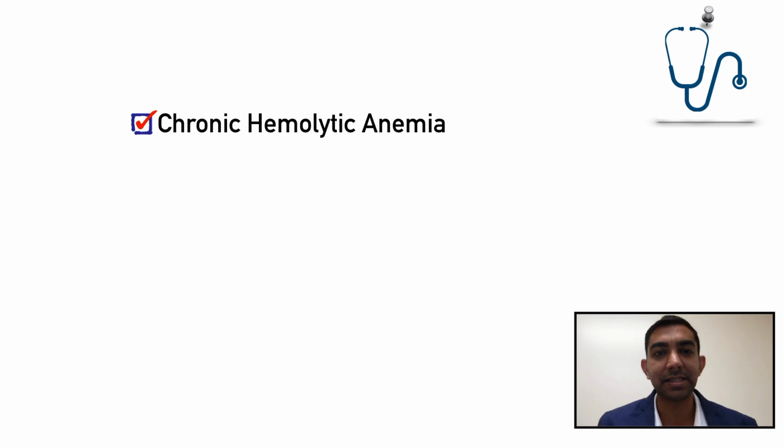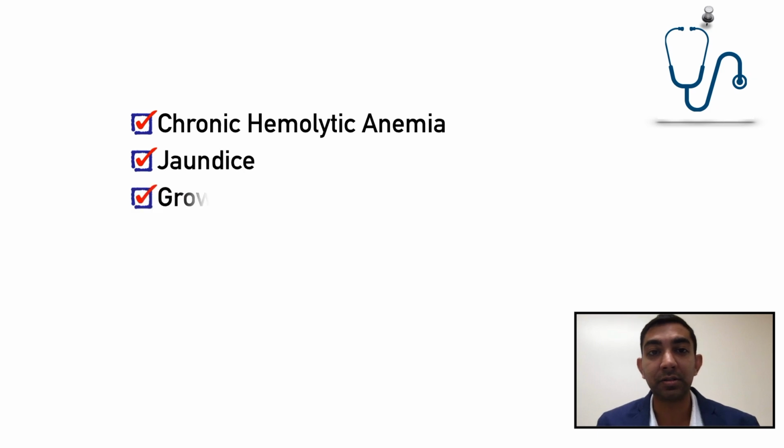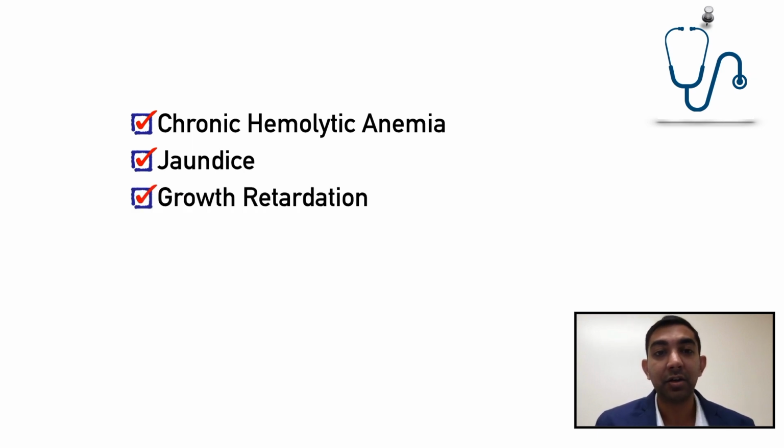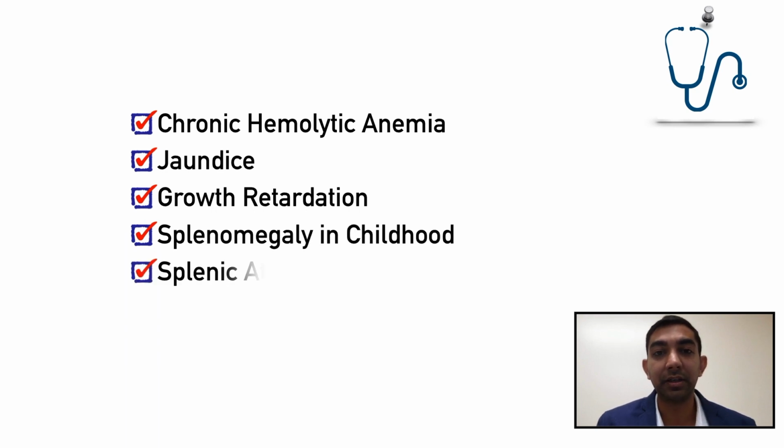The HbAS form, or the sickle cell trait patients, are usually asymptomatic, whereas the homozygous or HbSS disease can be serious and lead to a chronic hemolytic anemia, jaundice in the first year of life, growth retardation along with skeletal changes, and splenomegaly in childhood and splenic atrophy in adulthood.